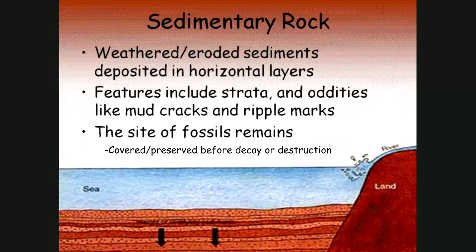Okay. Now, how do we recognize sedimentary rock? Those horizontal layers. They'll have strata, and sometimes they'll have other oddities in layers like mud cracks and ripple marks, and of course, fossils. Sedimentary rock is the only kind of rock that will have fossils in it. You see, the heats and pressures involved with forming igneous rock and metamorphic rock destroy fossil remnants.